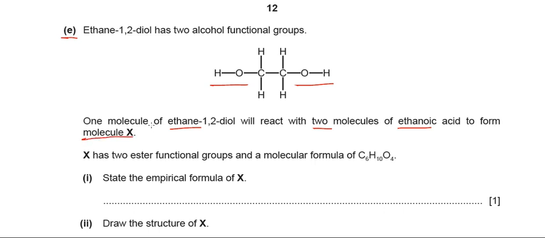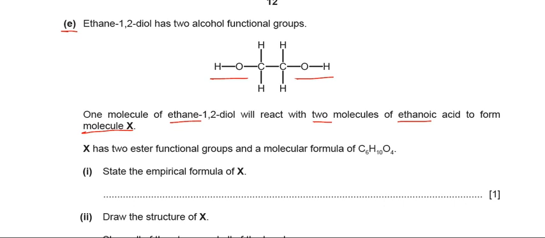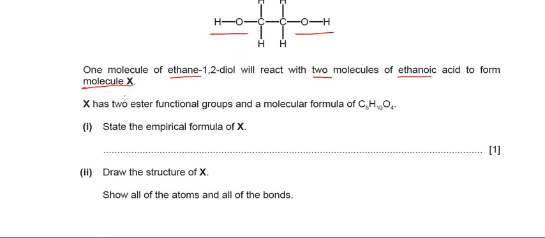And we know that whenever alcohol reacts with carboxylic acids, they produce ester. So it means ester is going to be produced. Then he says X has two ester functional groups and a molecular formula. State the empirical formula of X. The definition of empirical formula is the simplified form of a molecular formula.